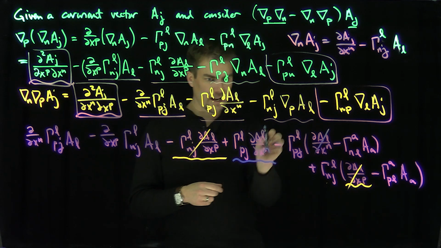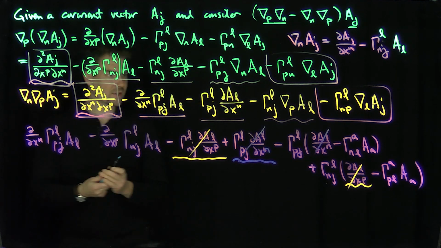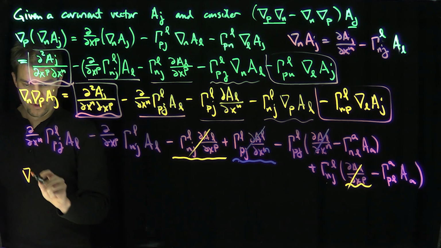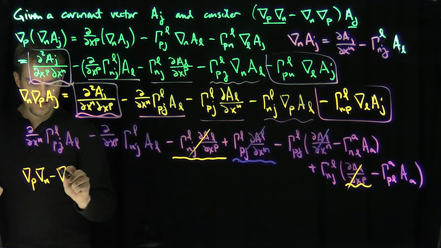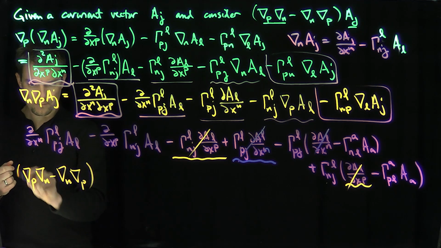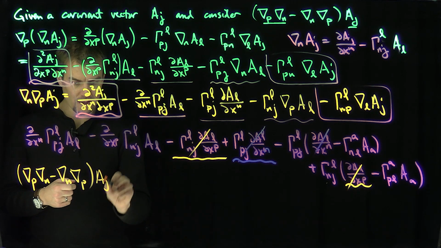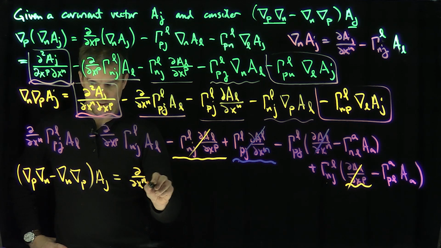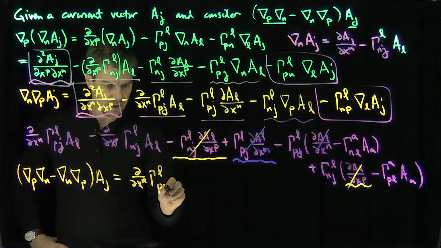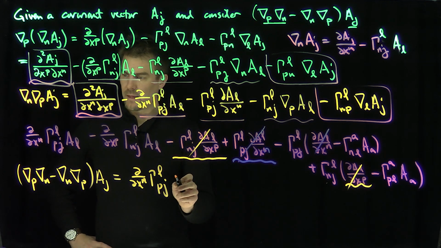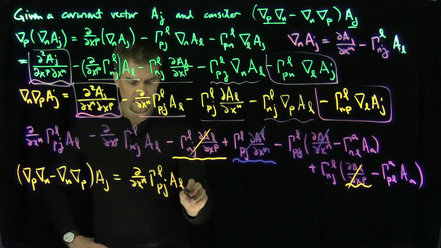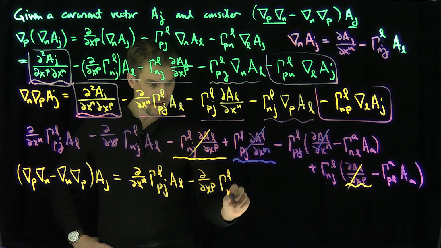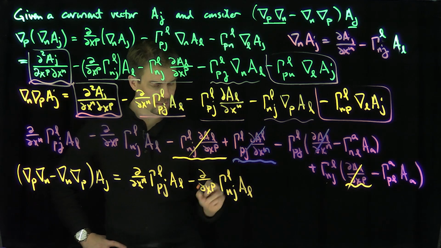That's an N. So this term will cancel with this term over here, and now we're in good shape. So now we have the final results. Our final result is that if we do this procedure, if we do the P derivative, N derivative minus the N derivative, the P derivative of A^J, what do we get? We get d by dx^N of Γ^L_PJ A_L, of course, and then minus d by dx^P of Γ^L_NJ A_L.